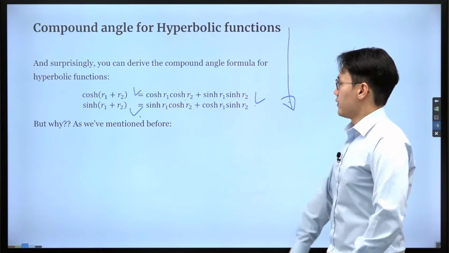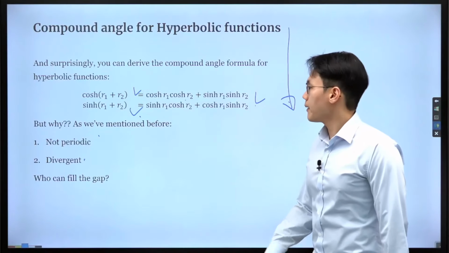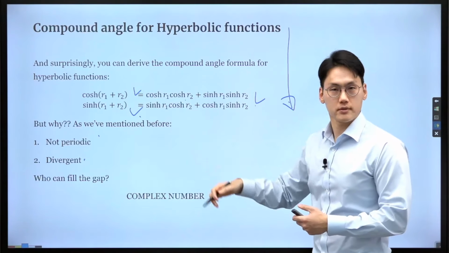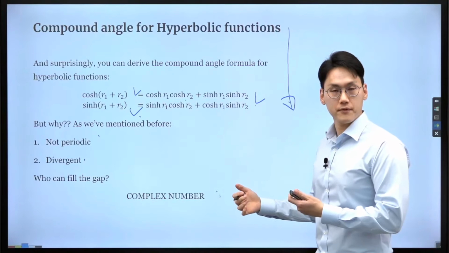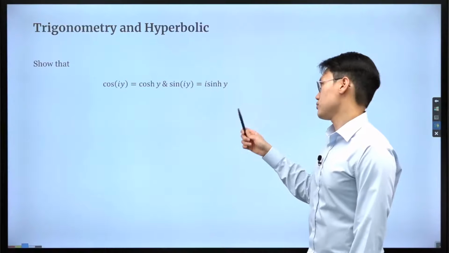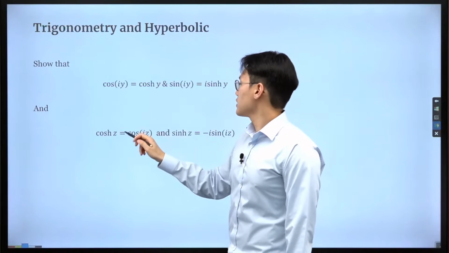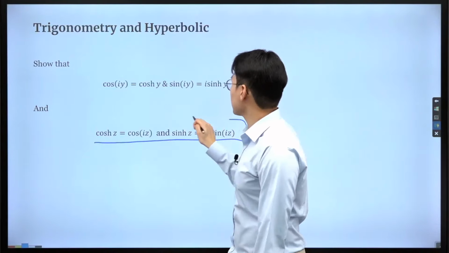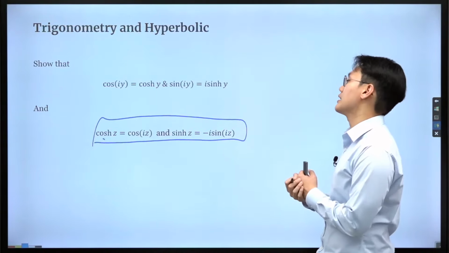Why? As we remember, it was neither periodic nor convergent. But I actually ask you to look at the behavior of this function when you put in complex values. I will leave it as an exercise. But if you put those complex numbers into the cosine and sine, you will realize that it's the same as the hyperbolic sine and cosine. This is actually quite interesting.